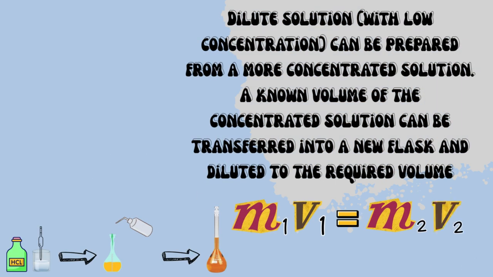A dilute solution, which has a lower concentration, can be prepared from a more concentrated solution. To do this, a known volume of the concentrated solution is measured and transferred into a new flask. Distilled water is then added until the total volume reaches the required amount. This process follows the dilution equation, M1V1 equals M2V2, where M1 and V1 are the concentration and volume of the stock solution, and M2 and V2 are those of the dilute solution.